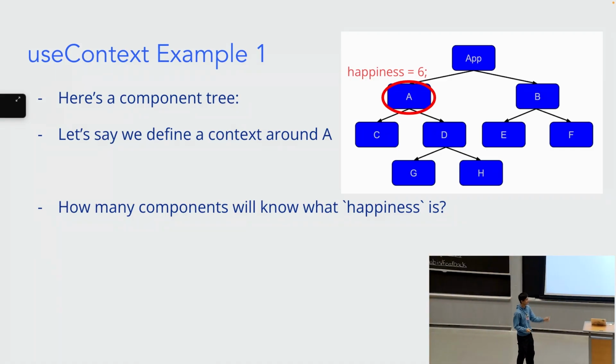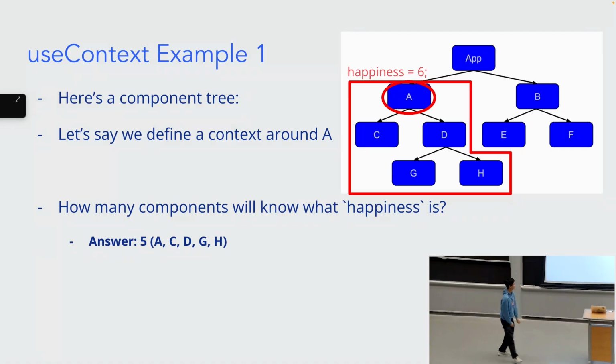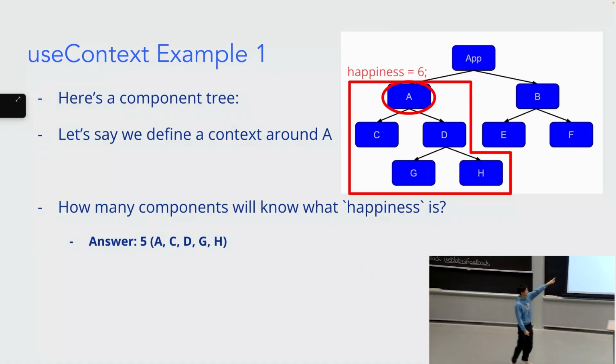Yeah, so if we include A, then the answer is 5. If we don't include A, then the answer is 4. But it's going to be everything from A and below. The other side of the tree won't know what our context is, or what's inside of our context. But it'll be A, C, D, G, and H.